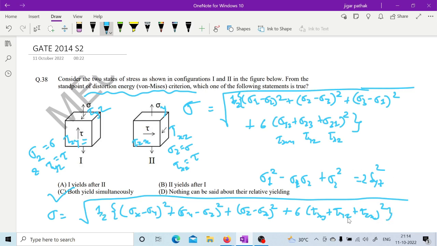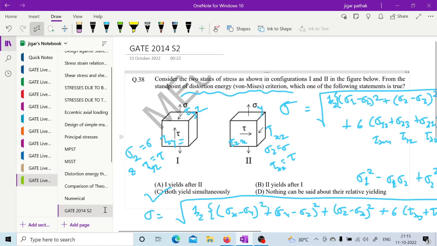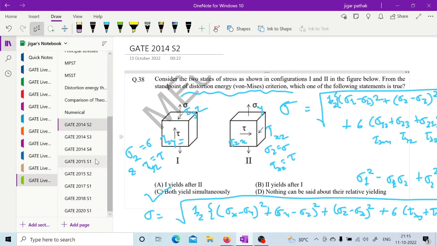One thing I have to ask you: for distortion theory, except von Mises, there are so many. So for GATE, should we follow only von Mises theory? Yeah, von Mises theory should be followed. Okay, so after this, let us go for the next question.